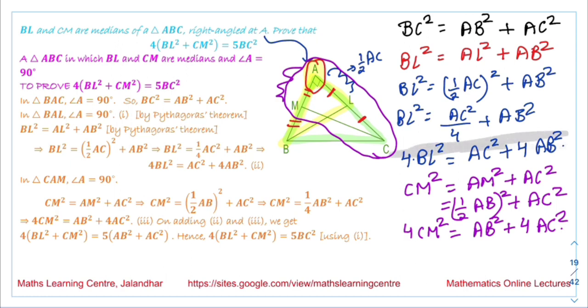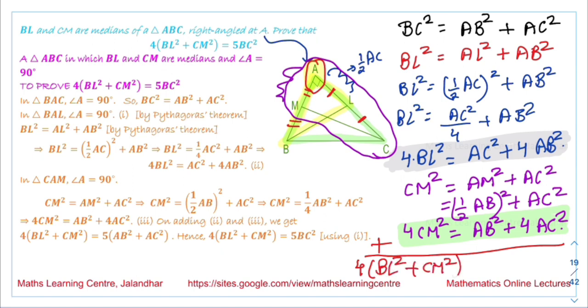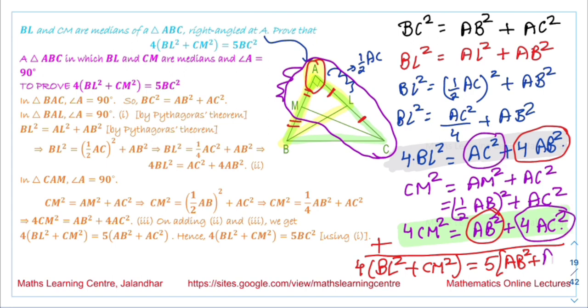One is 4 times BL square equal to AC square plus 4 times AB square. Second is 4 times CM square equal to AB square plus 4 times AC square. Now if we add both these equations, 4 is common. We are getting 4 times (BL square plus CM square) equal to 4 times AB square plus AB square, which is 5 times AB square, plus AC square plus 4 times AC square, which is 5 times AC square.